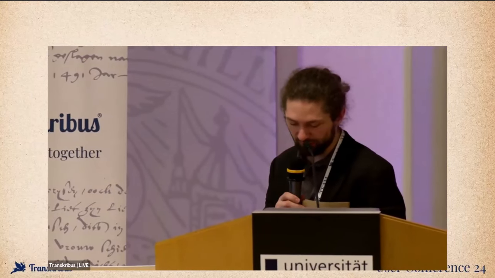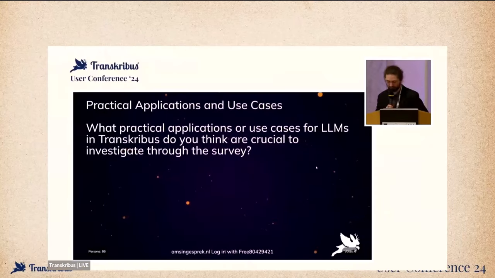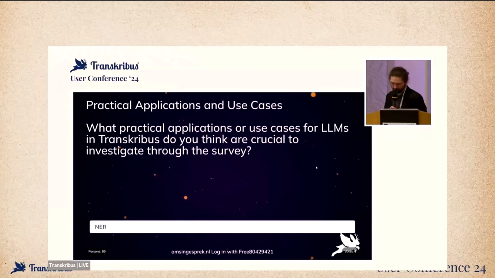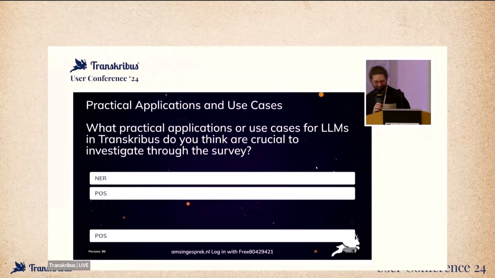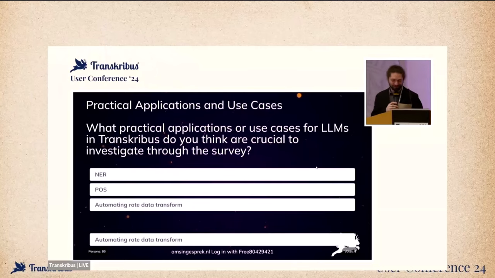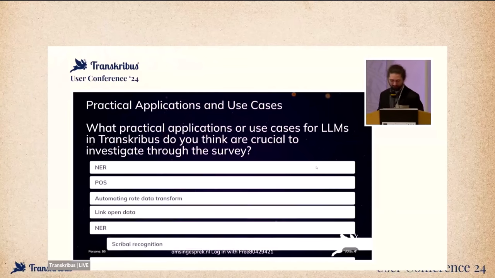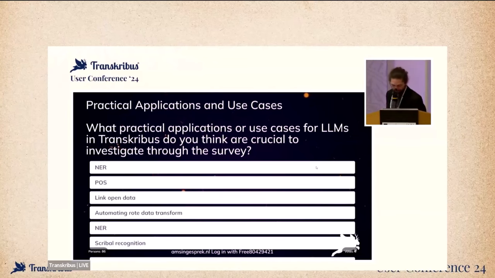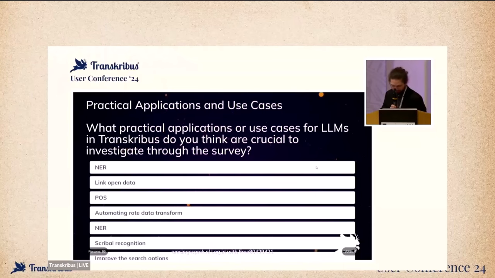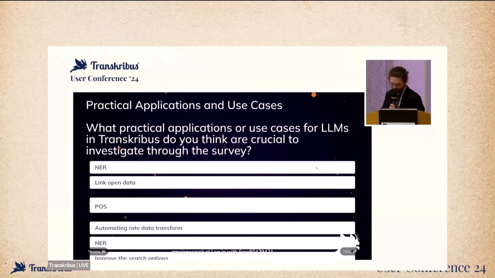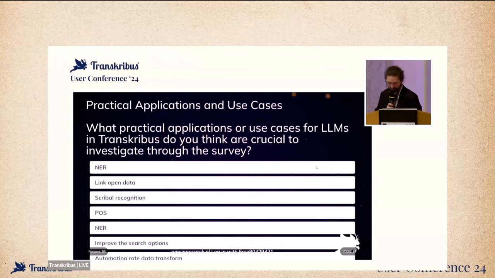So then practical applications and use cases. Yeah, what practical applications do you see in Transkribus? And what do you think are crucial to investigate throughout the survey? Yeah, named entity recognition. Someone wants to make it really clear that we need named entity recognition. I mean, we're working on it anyway. Part of speech tagging, cool. Yeah, this may be very interesting to our linguist crowd. Yeah, linked open data. Yeah, improving the search options.